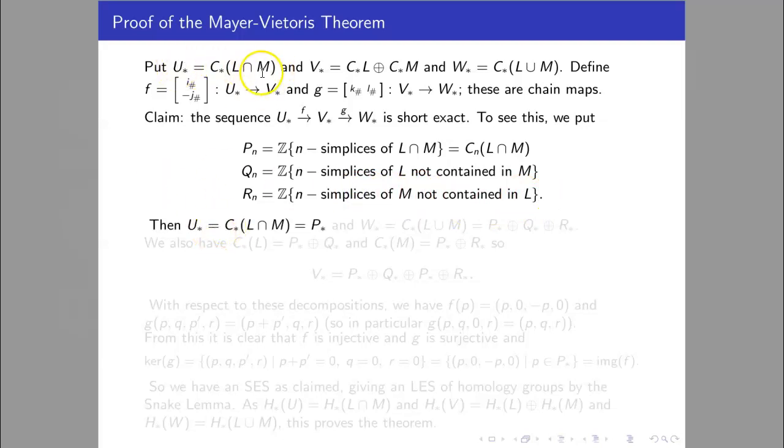So then this U star, the chain complex of L intersect M, that's just the same thing as P star. Then our W star, that was the chain complex for L union M. So we can split that up into three pieces. You've got your n simplices in L union M, and some of them are contained in L intersect M. So that's your P star. And then all of them have to either be contained in L or contained in M. If they're contained in L but not contained in M, then that's Q. And if they're contained in M, not contained in L, that's the R. And if they're contained in both L and M, that's the P. So we see that the W star splits as the direct sum of these three groups.